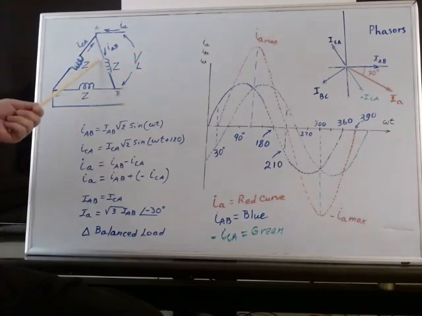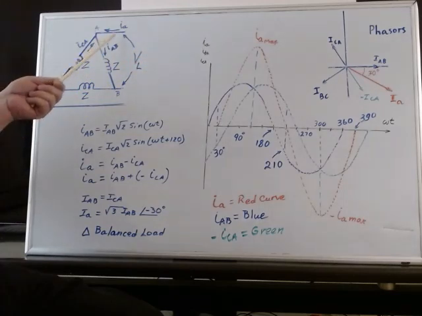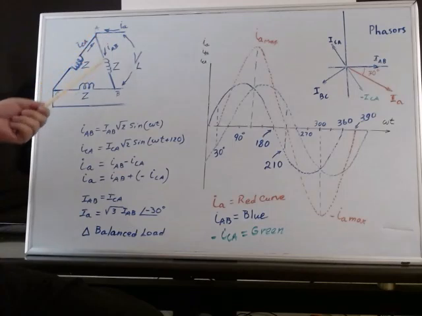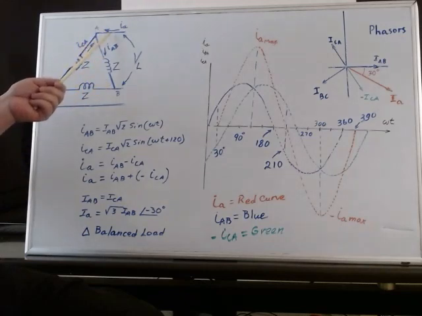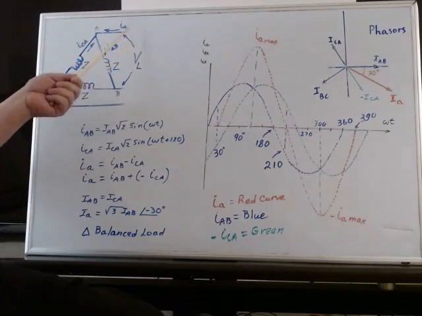Considering the current at this delta load. Firstly, you have the currents of the three phases, ICA, IAB, and ICB. And let's consider only one current from the source, and that current is IA here.